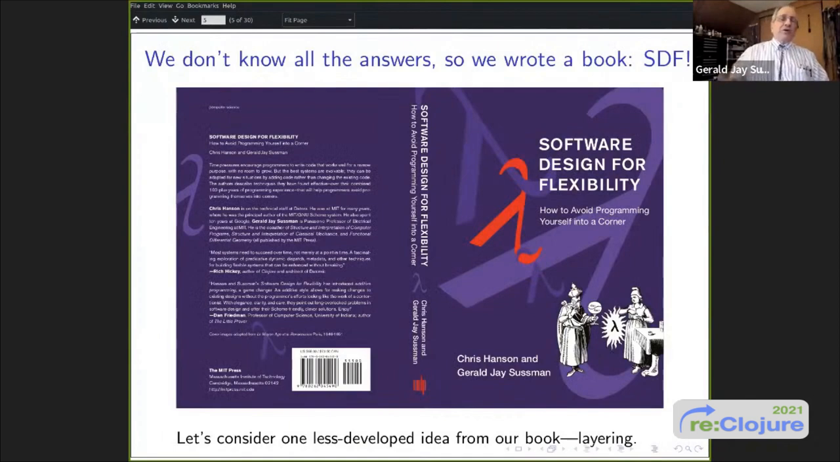Now, we don't know all the answers. So, of course, my friend Chris and I, who, by the way, Chris worked for me at MIT for 26 years. Then he worked for Google for about 10 years. And now he's doing something else, but I'm not sure I want to talk about that. But in any case, we wrote a book about this. And we don't really know all the answers. We put down our current best estimate at the time, which is about a couple of years ago.